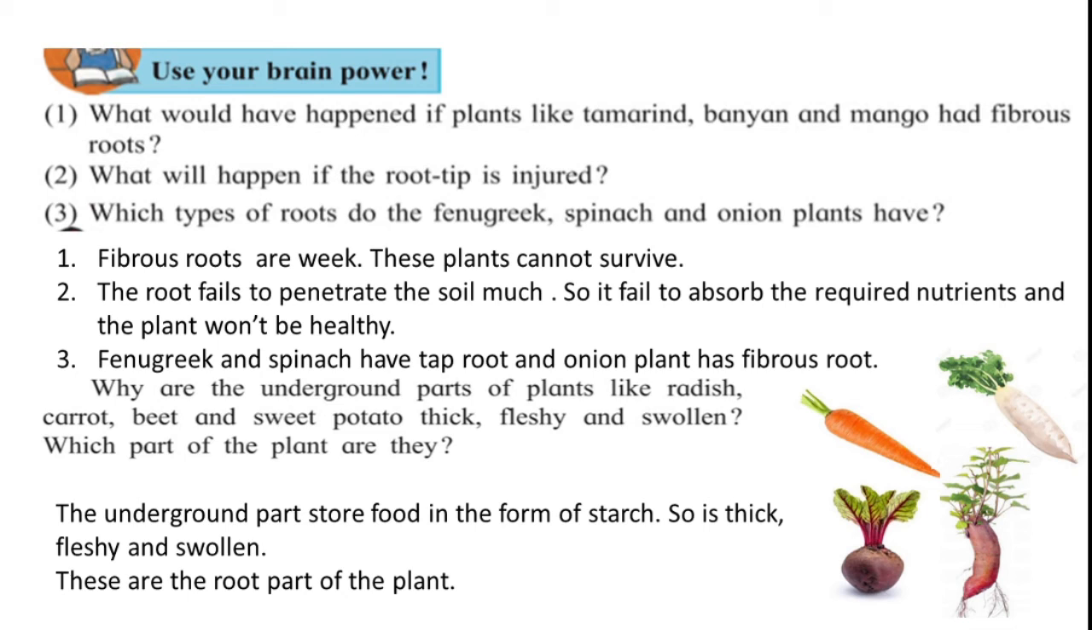Why are the underground parts of the plant like radish, carrot, beet and sweet potato thick, fleshy and swollen? Which part of the plant are they? Observe this picture, carrot, radish, beet and sweet potato. These are all the root part of the plant. The underground part, that is root, stores food in the form of starch. So it is thick, fleshy and swollen. So they will store food.